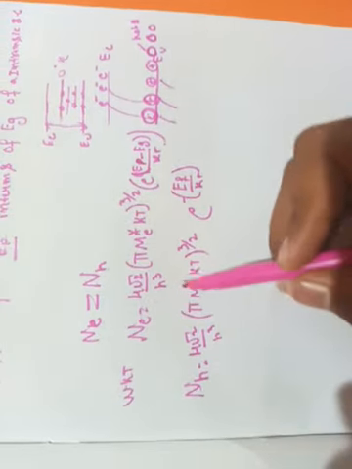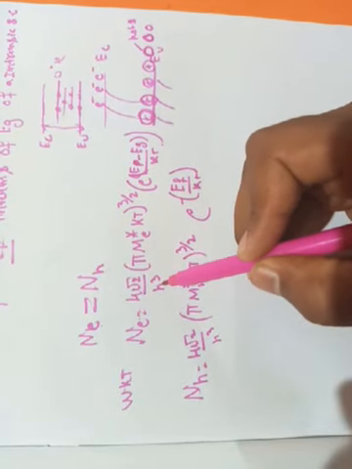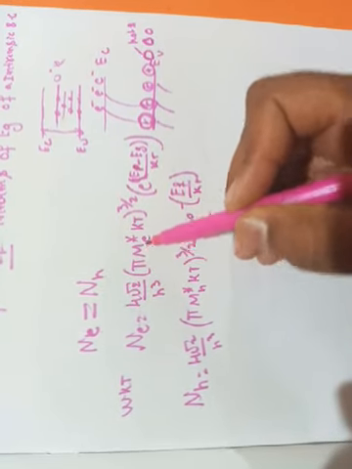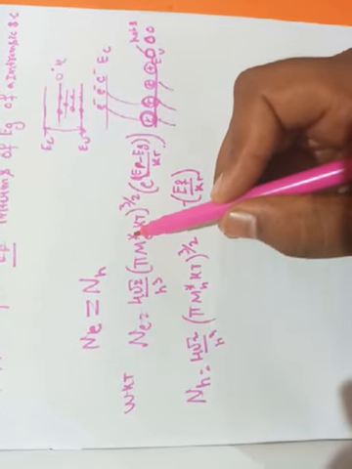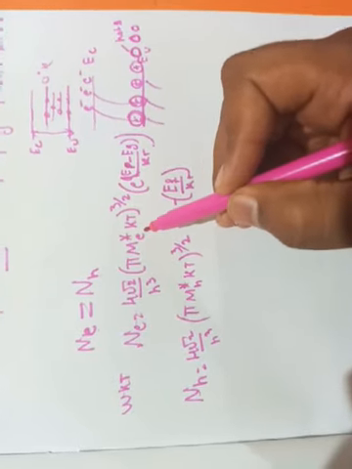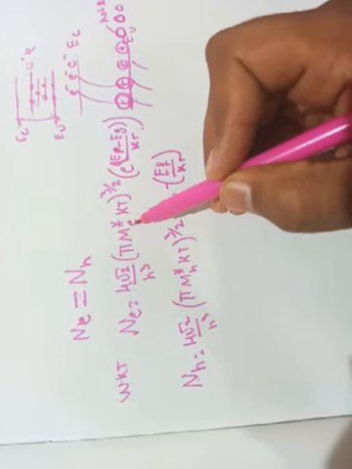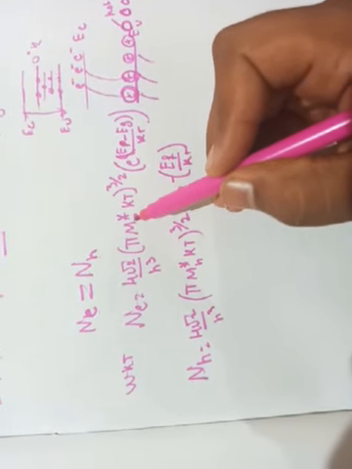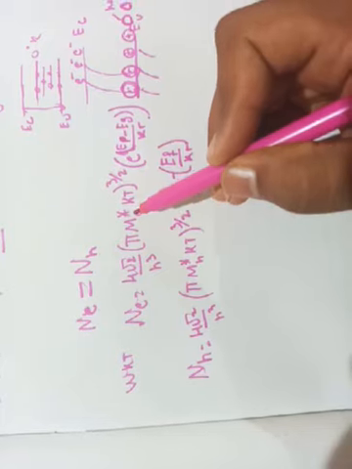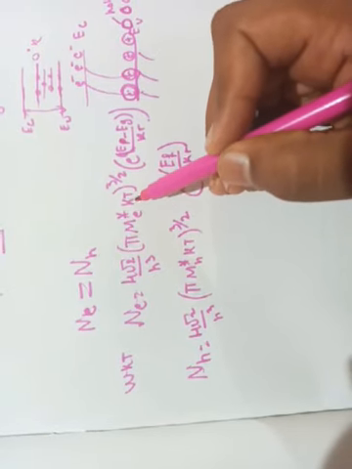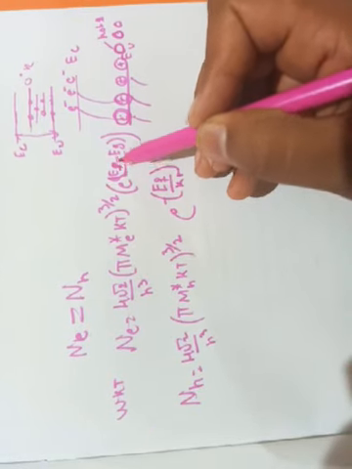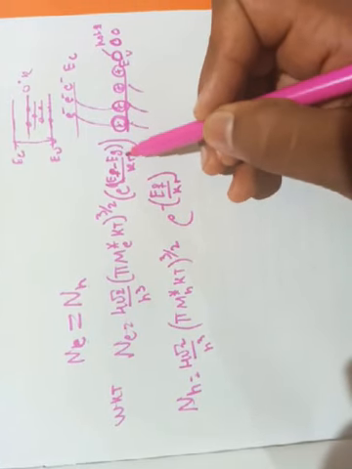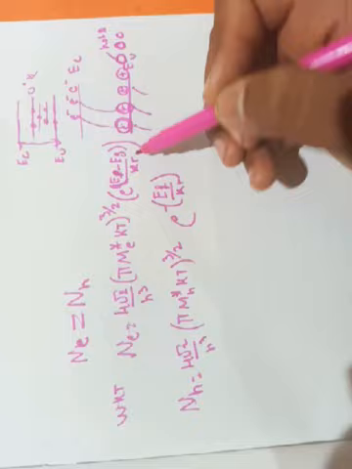Here h is Planck's constant. The m star represents the effective mass of the electron, not the real mass. It is an effective mass; there is a slight difference between the effective mass and the actual mass. k is the Boltzmann constant, T is the temperature, EF is the Fermi energy, and Eg is the energy gap.